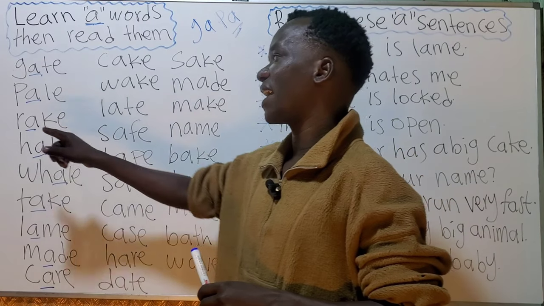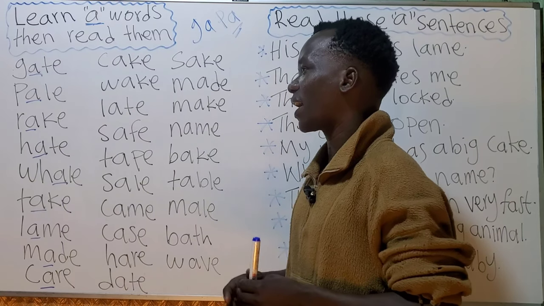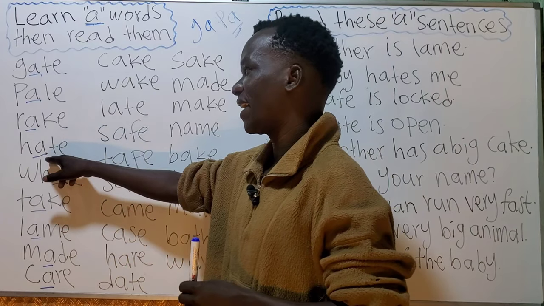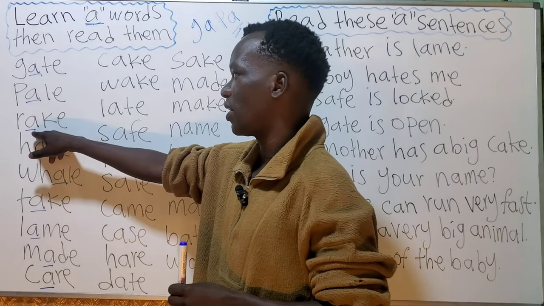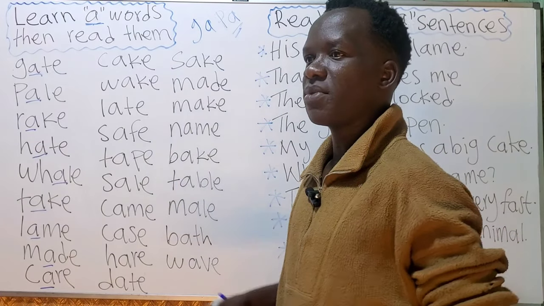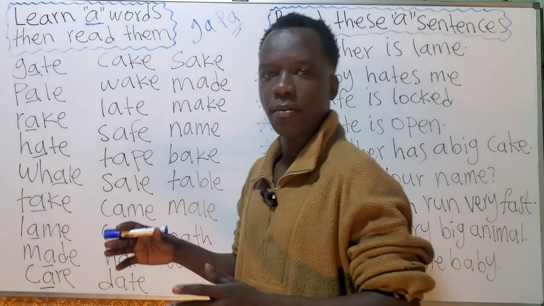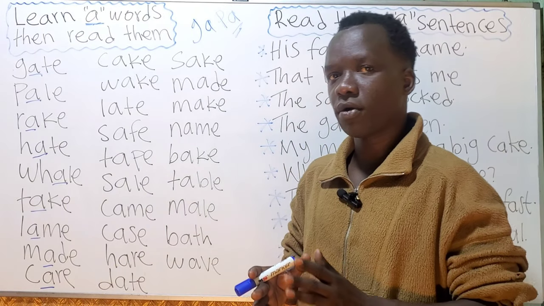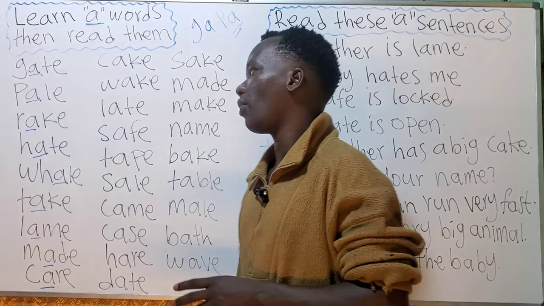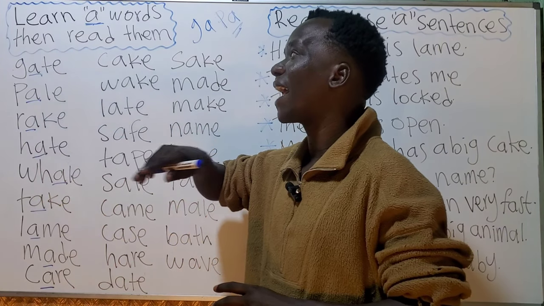Rake. Rake, not rack. Don't read it rack. You can read it rake. Rake is a tool which is used for collecting rubbish in your farm. It somehow looks like a fork, but it is not a fork. It is a tool for collecting rubbish, so we shall read it rake.